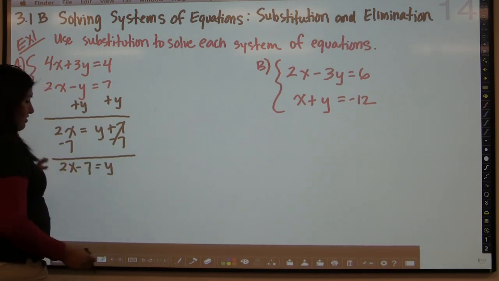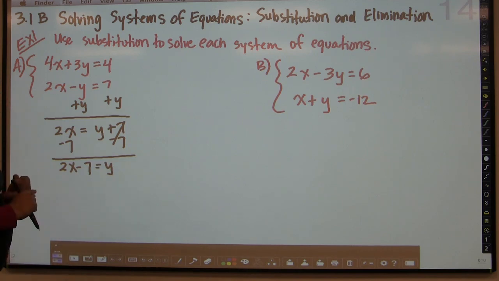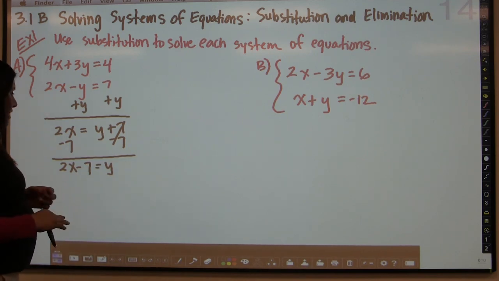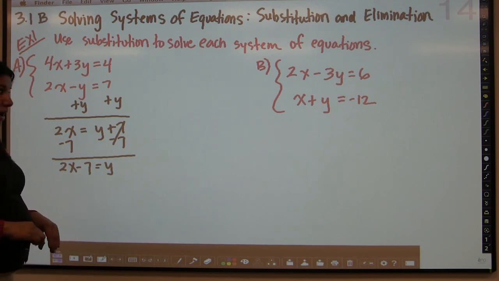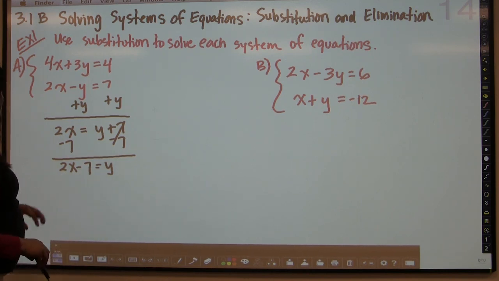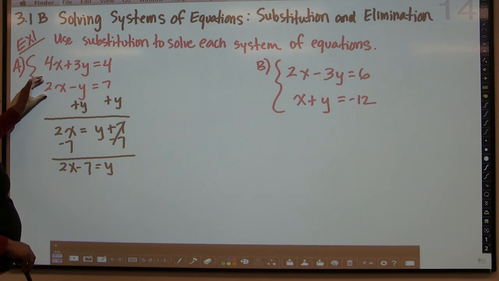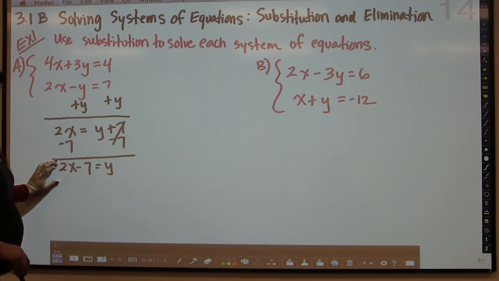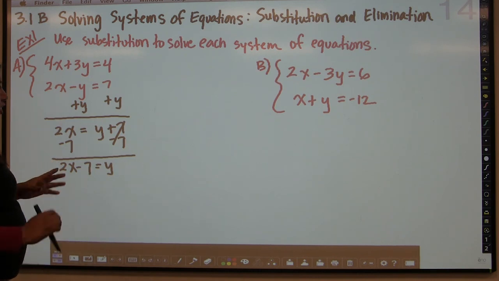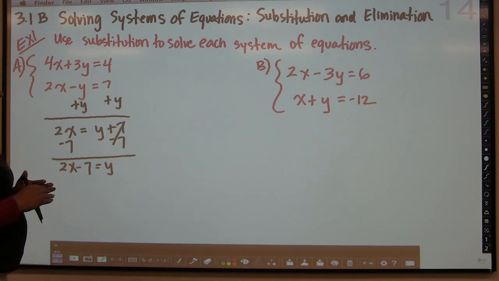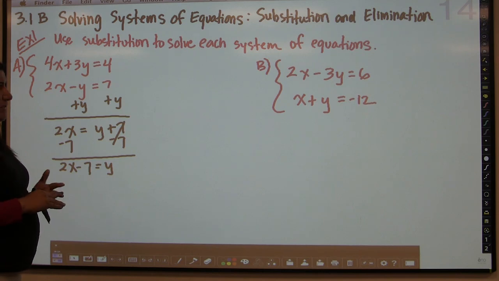All right? So that is the first part, is to get one of the equations solved for a variable. In this case, we chose to solve for y. Okay, so what I'm saying here is that the second equation, 2x minus y equals 7, is the exact same thing as 2x minus 7 equals y. And now, as we learned in the previous lesson, when you solve a system, the only way for the system to work is for the x and y coordinate to be the same for both equations.